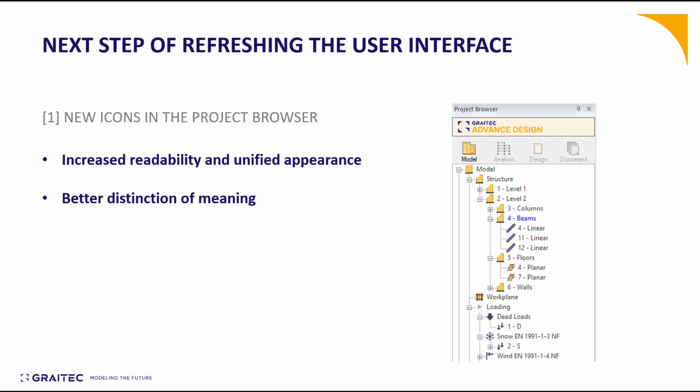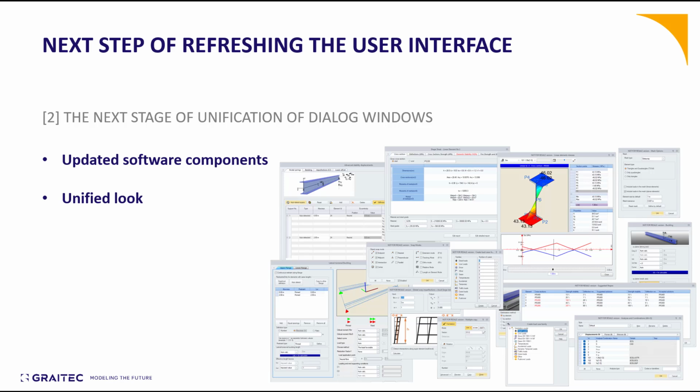The second change is related to dialog windows. So we continue the work on updating dialogues, and now another set of almost 20 dialog windows has been updated, giving them a unified appearance. The layout and content of the windows have usually remained unchanged. The modifications concern the appearance and the update of the software components we use.